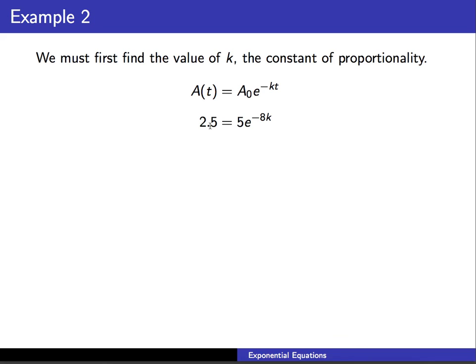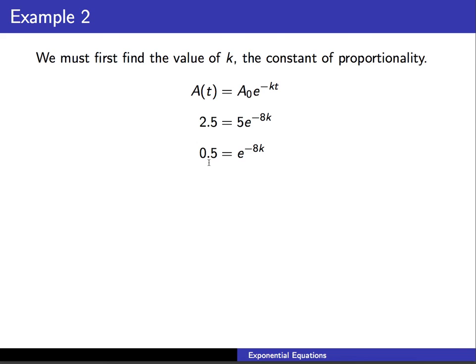Now our exponential function is this e to the negative 8k, so we want to isolate this e to the negative 8k, which means if we're multiplying it by 5, we're going to start by dividing both sides by 5, and 2.5 divided by 5 is 0.5, or a half. And with half-life problems, it's essentially going to boil down to this equation. You're going to get a half equals e to the negative, in this case, 8k, where 8 is the amount of time it took to end up with half of what we started with.